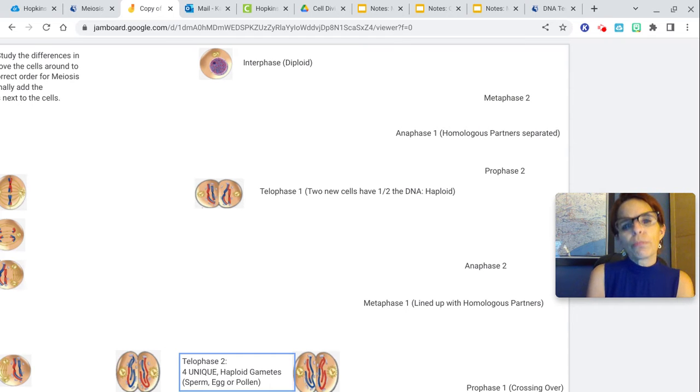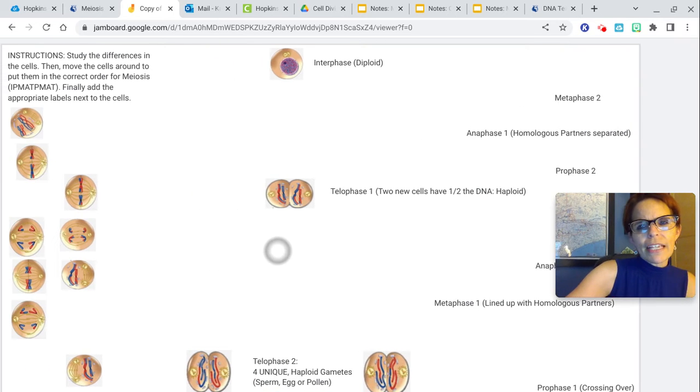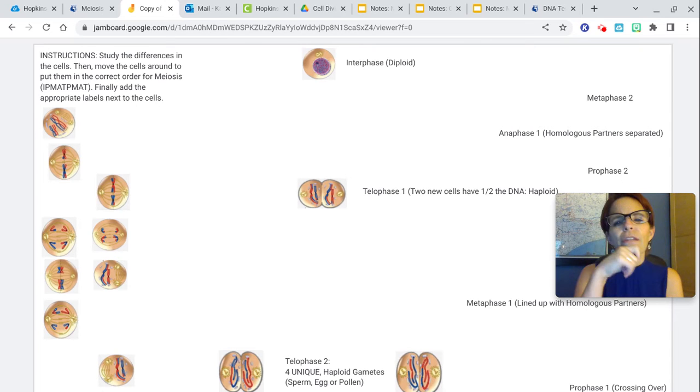Now we need to do prophase, metaphase, anaphase for each of them. I think prophase is hard to recognize, but metaphase, what were we supposed to remember with metaphase? Metaphase middle. That seems like that's fairly easy to solve.